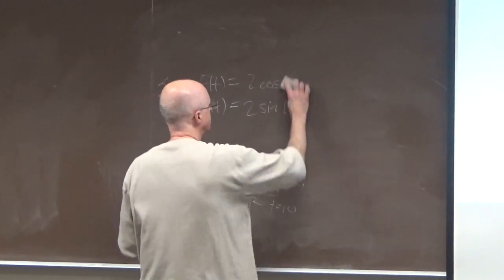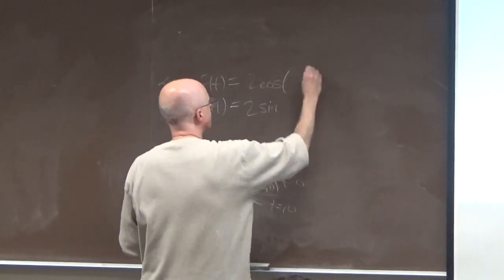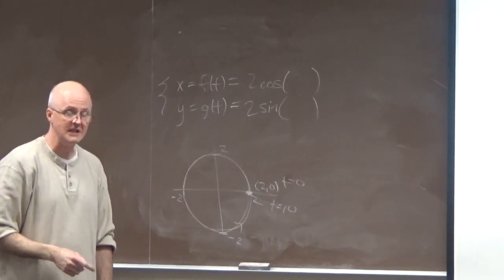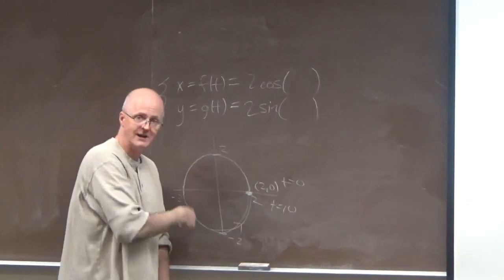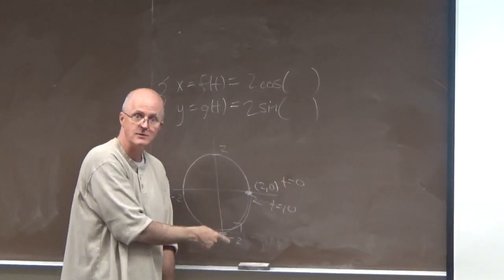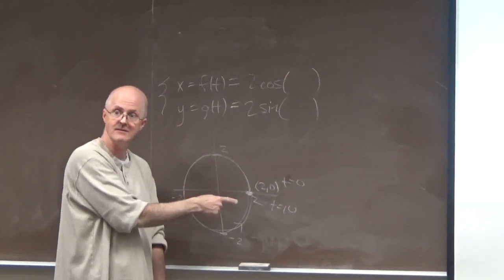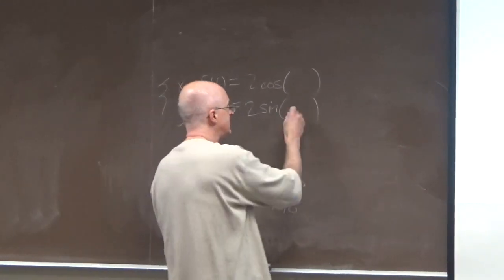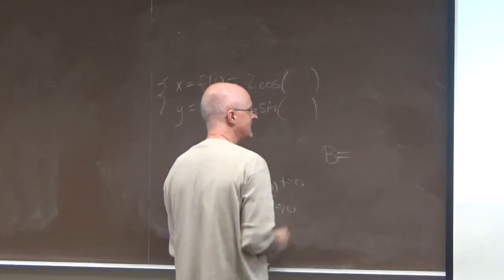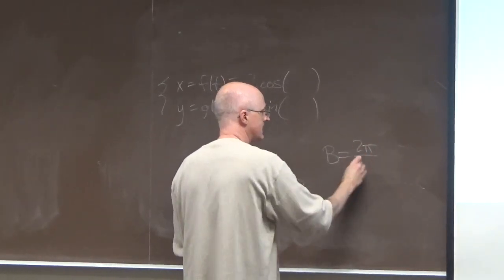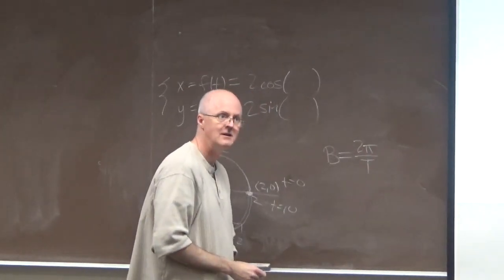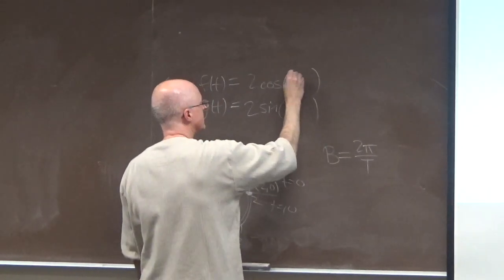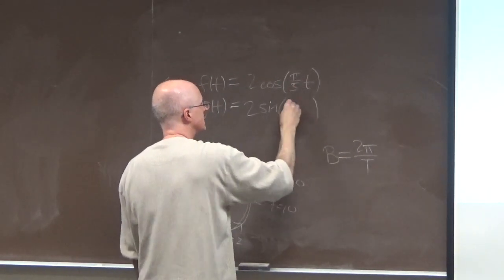I need to modify these things. I'm running too far ahead of myself. Not just t's. I want to be back where I started when t is 10. In other words, I want the period of the motion to be 10. And remember, the b that goes in front of the t is 2 pi over the period. The period is capital T. 2 pi over 10 in this case, which simplifies to pi over 5. Pi over 5 t in both spots.